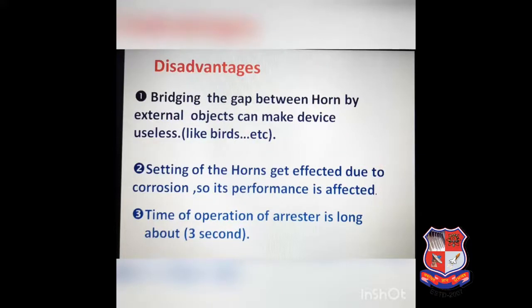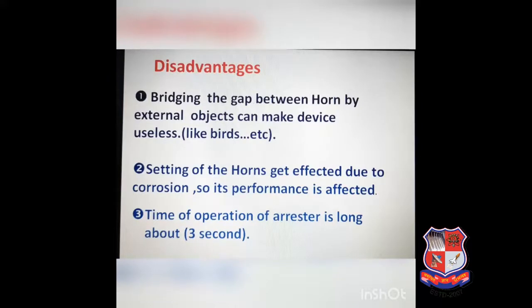So let us start with the disadvantages. Number one, bridging the gap between the horns by some external object can make the device useless. Friends, we have seen that sometimes a bird or the branches of a tree will bridge the gap. It will make the device useless. That is the limitation of this type of arrestor.